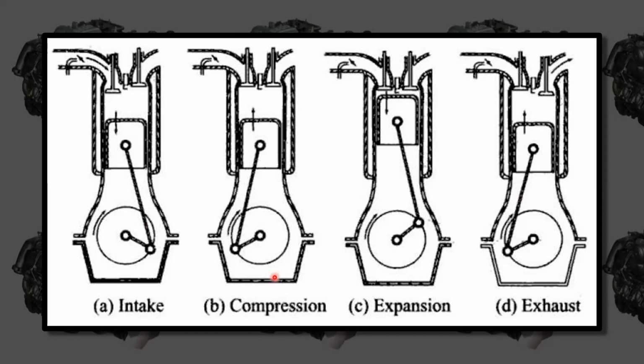So in total, how many degrees of rotation does a crank need to complete a cycle? To complete a whole cycle it will take two revolutions, which means 360 into 2, that is 720 degrees. So in a four stroke engine it will take 720 degrees of rotation to complete a whole cycle, and after that the cycle is going to repeat again.